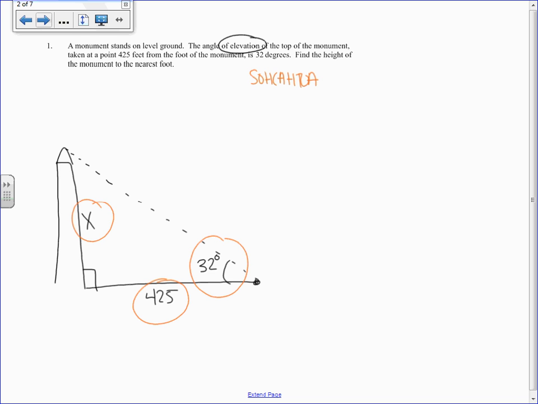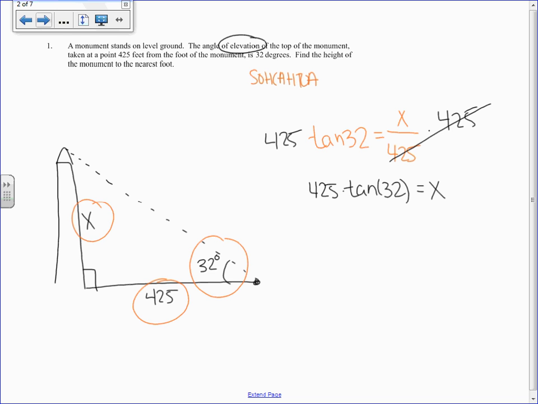Opposite and adjacent is tangent. So the tangent of 32 is going to give me opposite, which is x, over adjacent, which is 425. This is an equation, so we want to eliminate our denominator, so I can multiply both sides by 425. That cancels, but I also have to do it on this side. So 425 times the tangent of 32 is going to give me my x value.